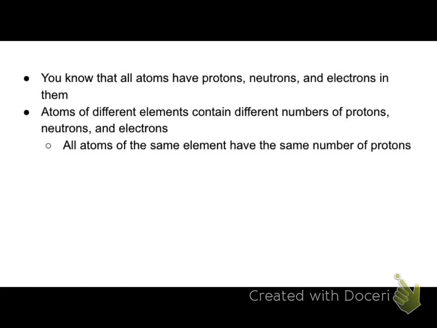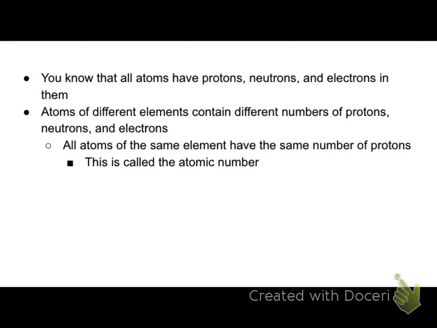So if I go out and discover an atom and I am able to calculate how many protons are in it, I can use that number to figure out what element it is. So if it had 28, I would say that is an atom of nickel, because nickel has 28 protons in its nucleus. This is what we call the atomic number.